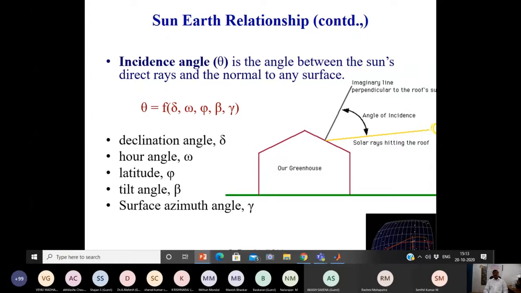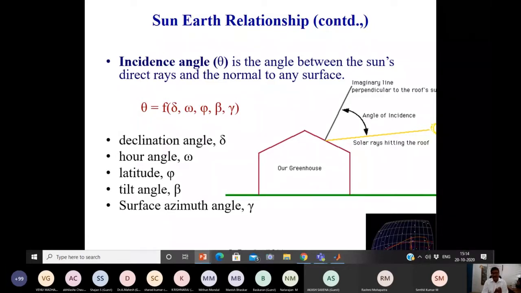Now the issue is how to maintain either a minimum incidence angle or a 0 incidence angle. That is the question now. How to solve this question, I am going to explain. To find this incidence angle, what information is required? Five parameters are required: declination angle, hour angle, latitude, tilt angle, and surface azimuth angle. So there are 5 variables I am showing here. Theta, the incidence angle, is a function of delta, omega, phi, beta and gamma.